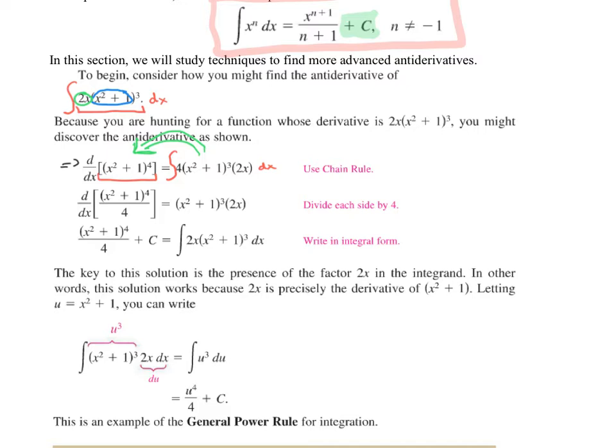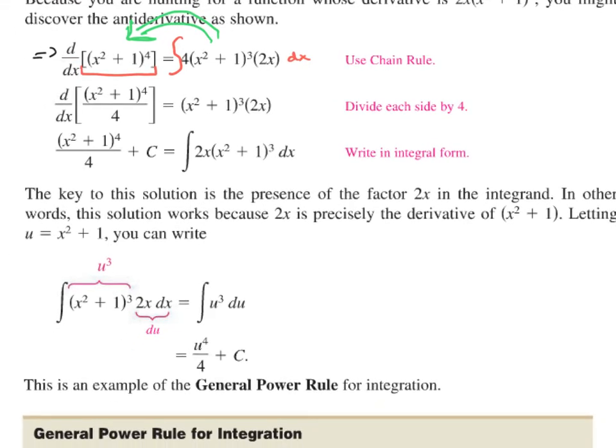It says letting u equal x squared plus 1, you can write the following. U cubed and then 2x dx they call du, and then they change it into an integral in terms of u instead of x's, but then they back substitute. So let me work you through the problem the way that I like doing it.